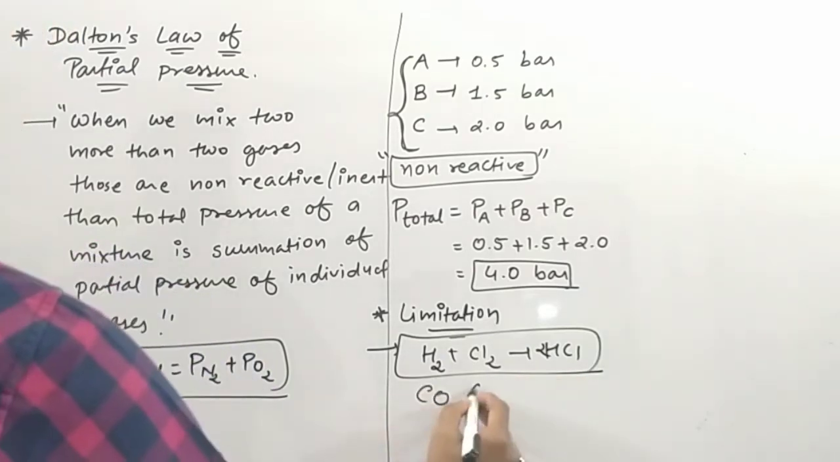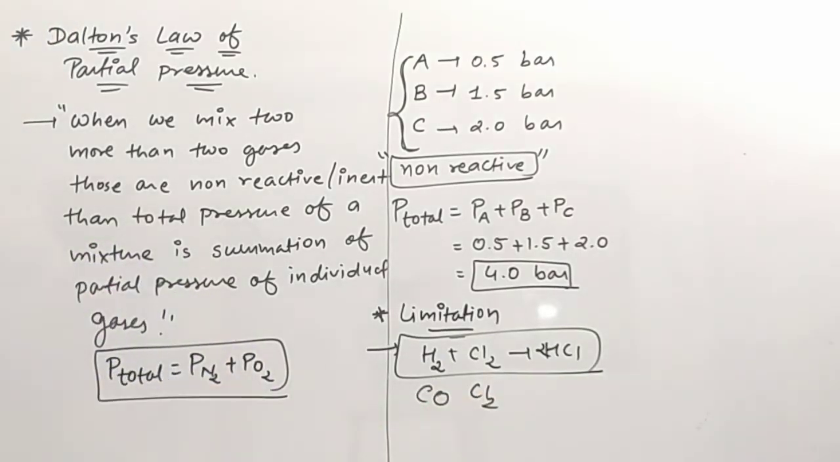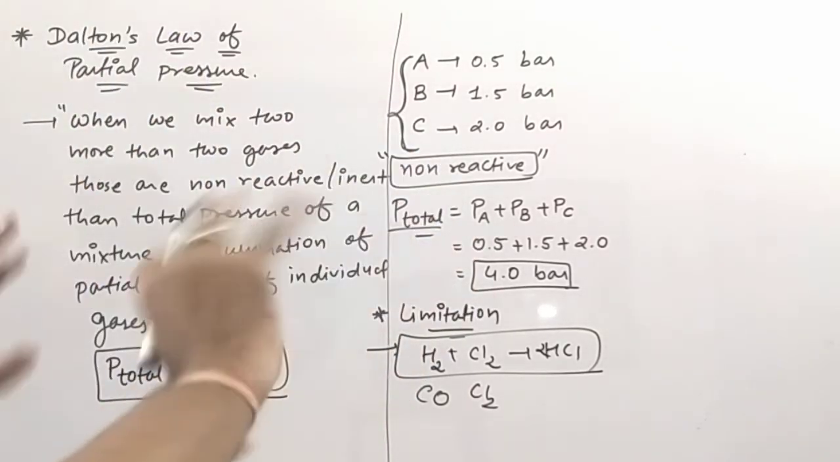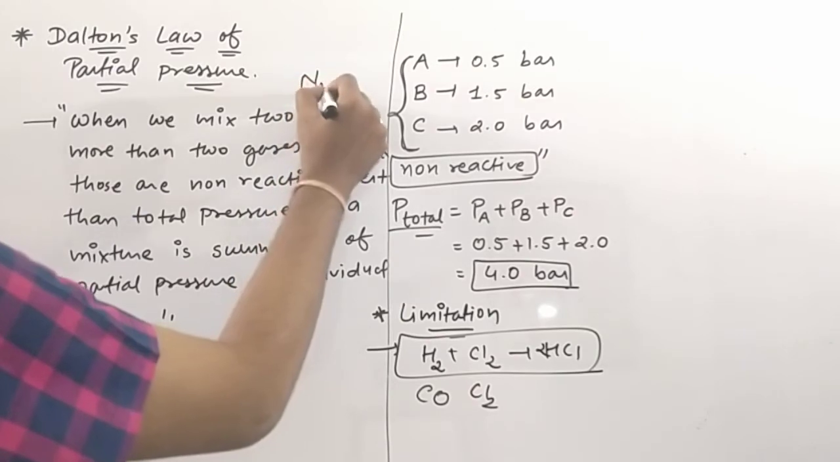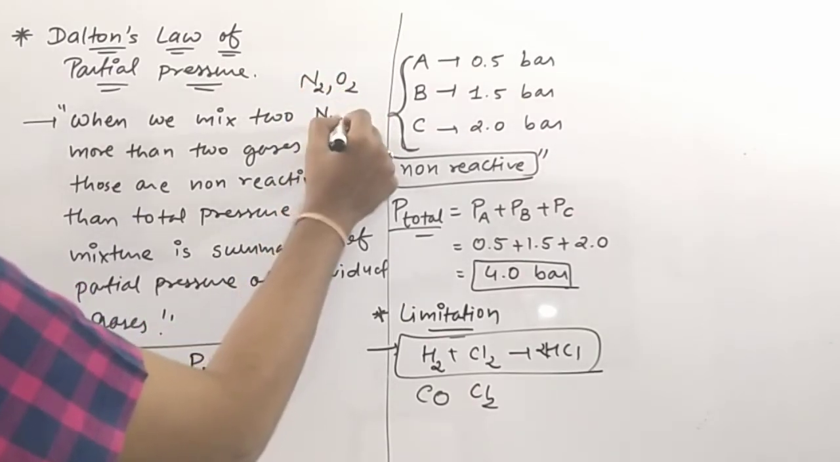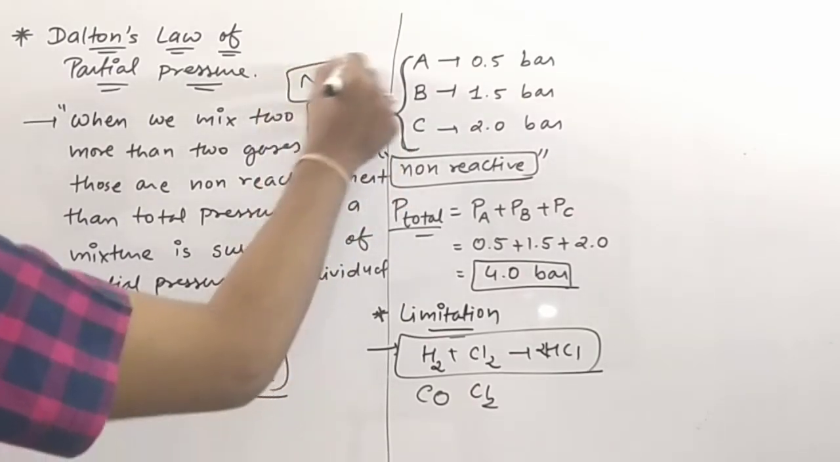Like the same thing, CO and Cl2 will also react with each other and form a product. So for that type of gases, this law is not correct. This law is not applicable. This law is only applicable for the non-reactive gases. Non-reactive gases are like N2 and O2, which we have taken as examples, N2 and O2. So you have to remember this.